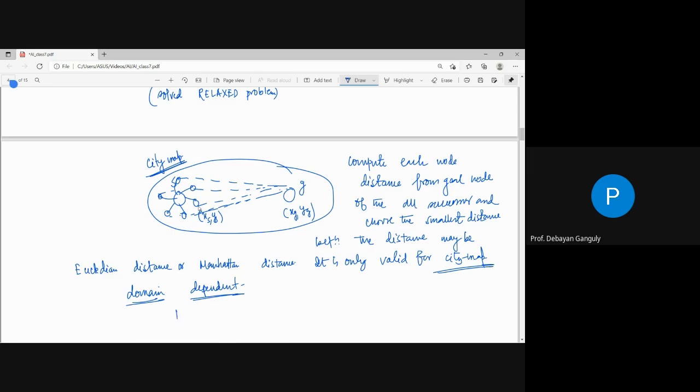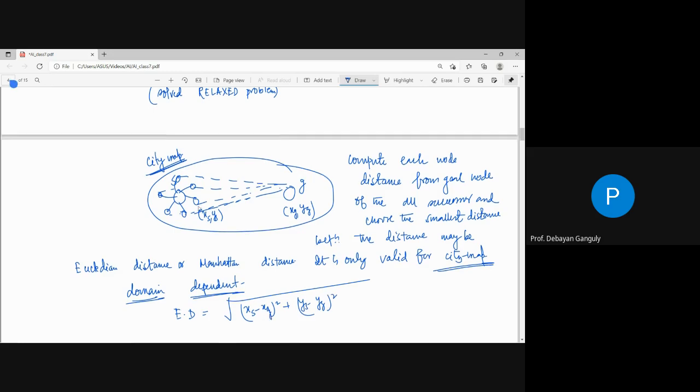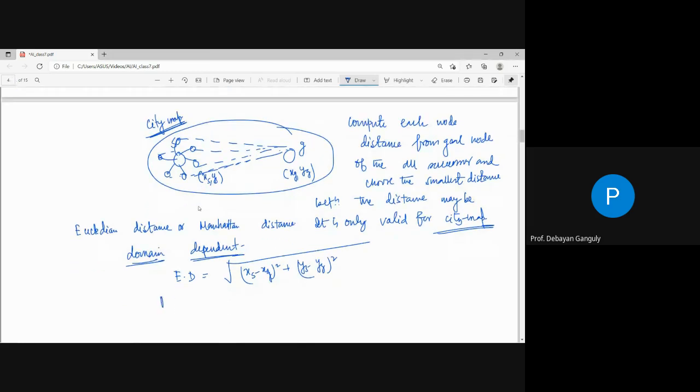So Euclidean distance, I hope you know it, the one you have studied since childhood, is the square root of (xs minus xg) whole square plus (ys minus yg) whole square. Or Manhattan distance, which is just the magnitude: mod of (xs minus xg) plus mod of (ys minus yg). That is the thing. So I think you understood the concept of what we mean by heuristics.